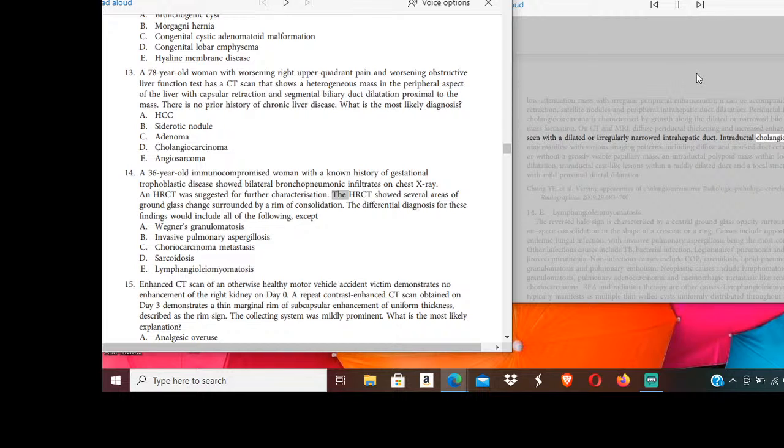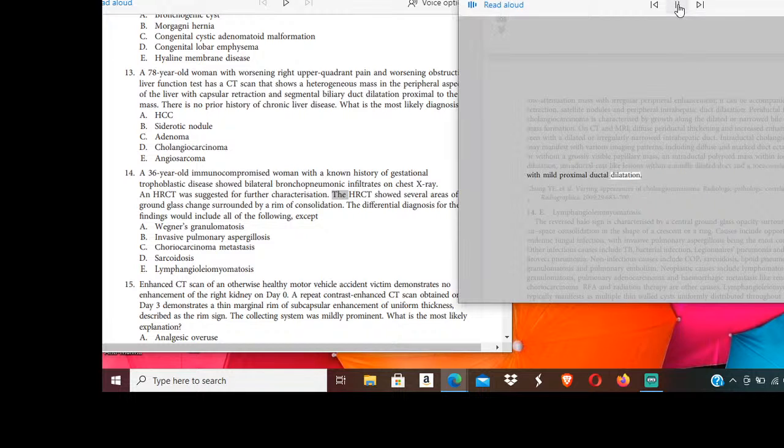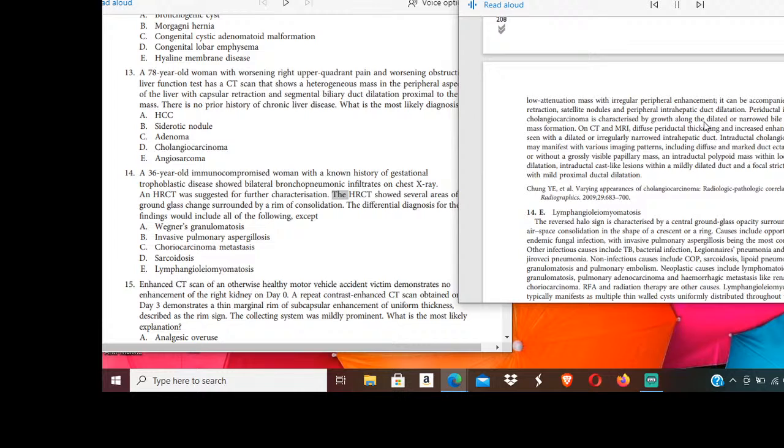Intraductal cholangiocarcinoma may manifest with various imaging patterns, including diffuse and marked ductectasia either with or without a grossly visible papillary mass, an intraductal polypoid mass within localized ductal dilatation, intraductal cast-like lesions within a mildly dilated duct, and a focal stricture-like lesion with mild proximal ductal dilatation. Chang Y, et al. Varying appearances of cholangiocarcinoma.